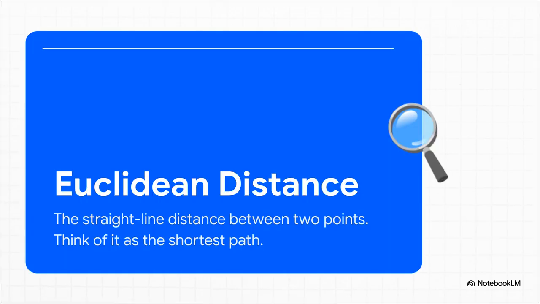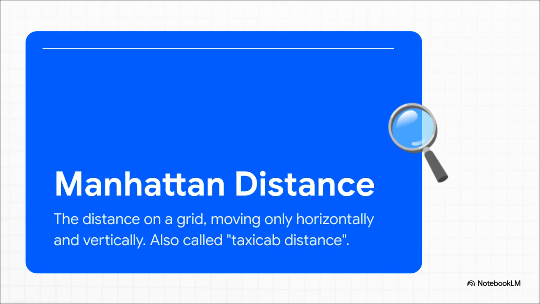And the most famous one, the one you probably learned about in school, is Euclidean distance. It's the most straightforward way to measure distance, just a straight line between 2 points. You know the phrase, as the crow flies? That's exactly what this is. But what if you can't just fly in a straight line? What if you're stuck in a city grid?